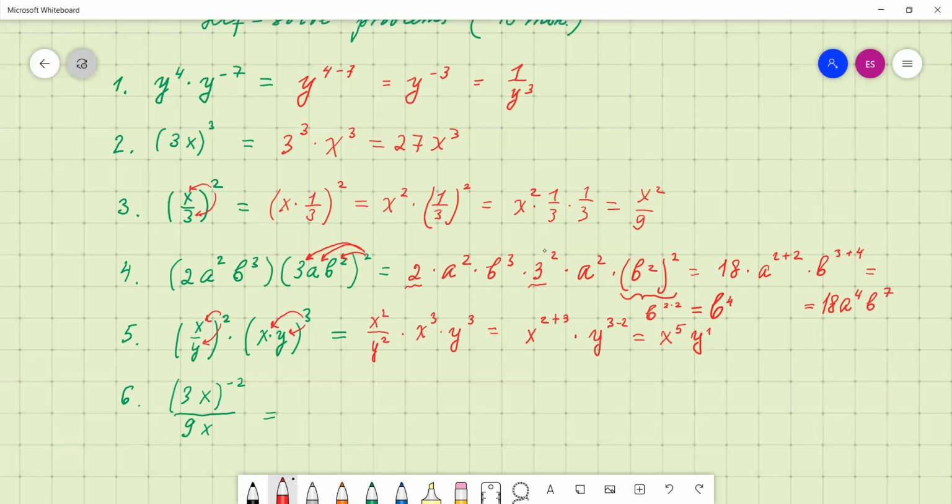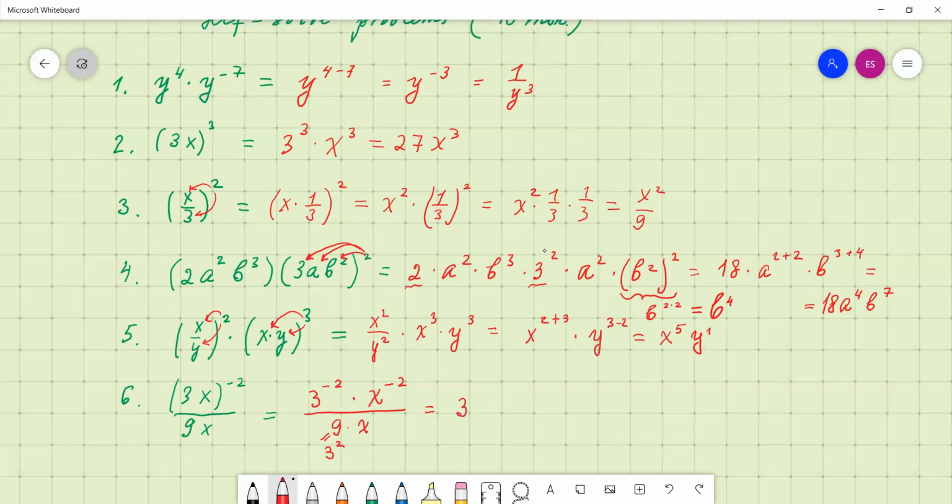Or maybe, yeah, let's do it. So it's 3 to the power of -2 and x to the power of -2, and here 9 and x, right? Now I'm just going to combine powers. Well, guys, 3 and 9 have different bases, right? But I always can represent 9 as 3 squared. That's what I'm going to do.